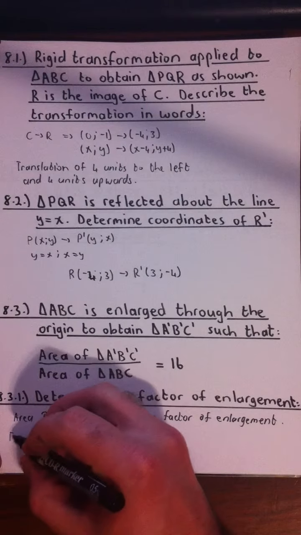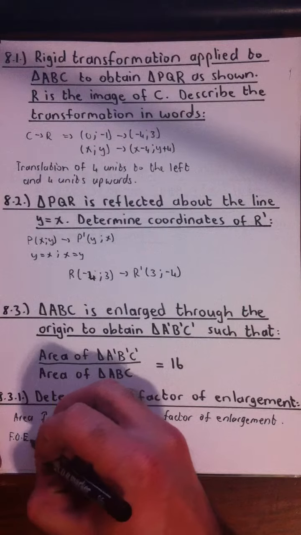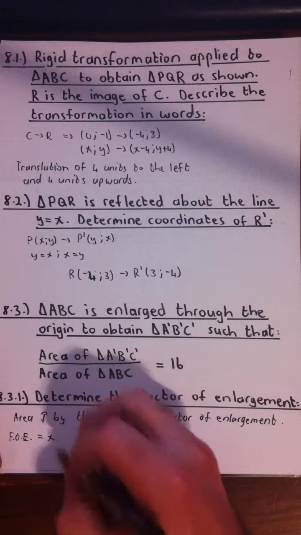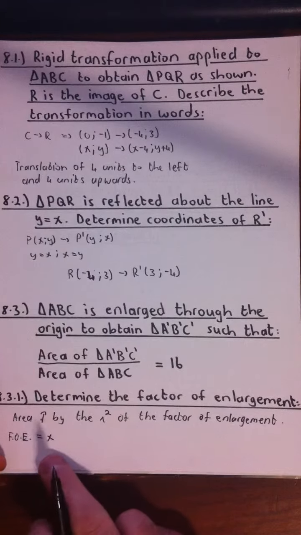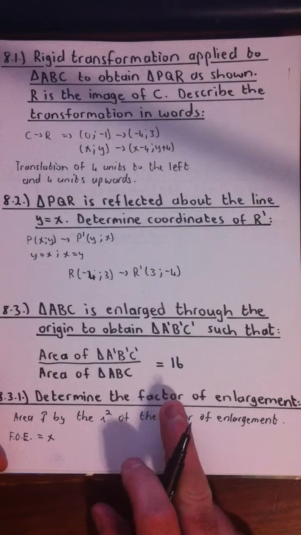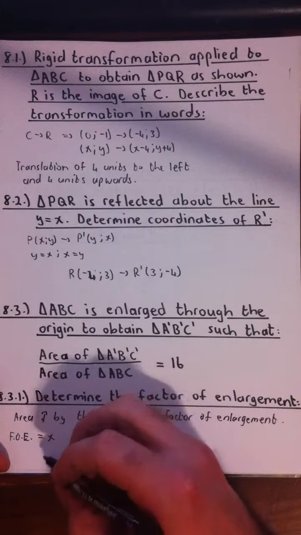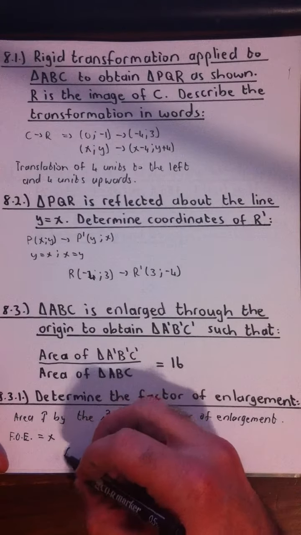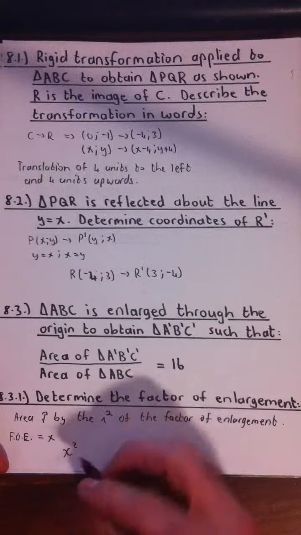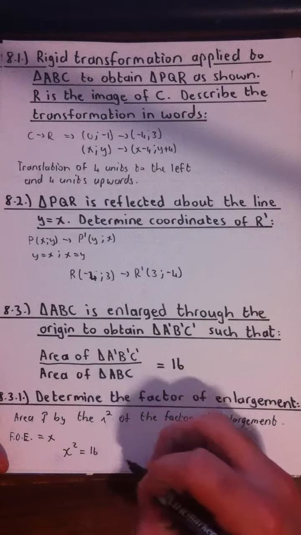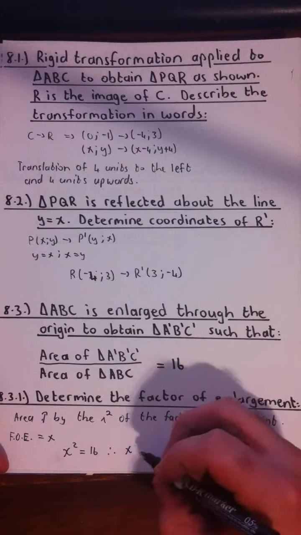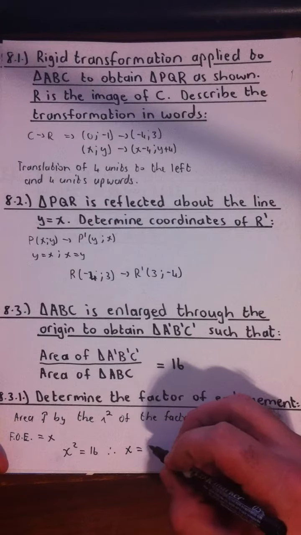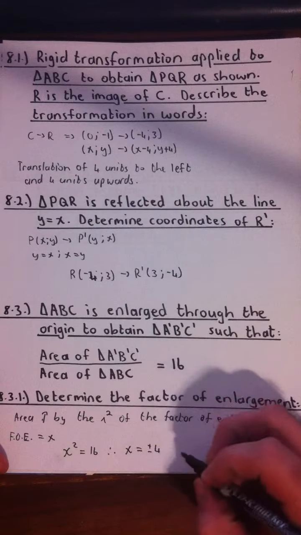factor of enlargement equals x. Okay, we want to work out the factor of enlargement. We know that the square of the factor of enlargement is equal to 16. Therefore, let's take the square root on both sides, and we've got x equals plus or minus 4.